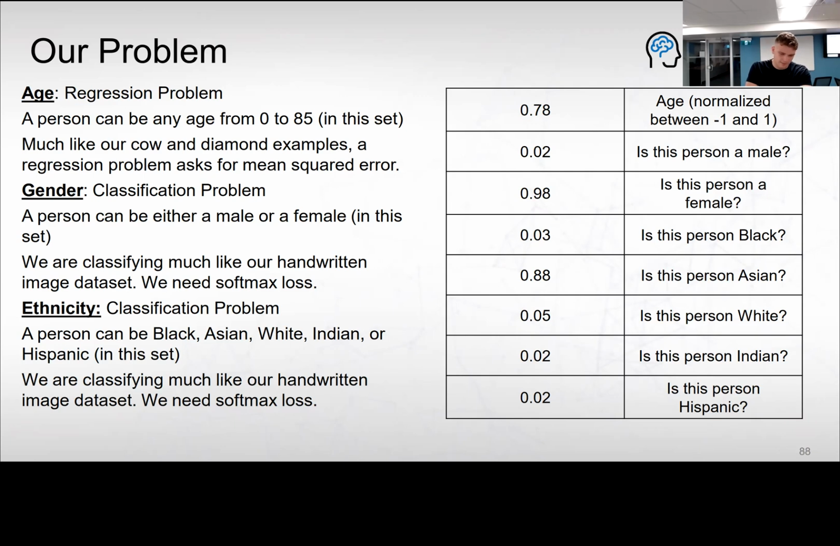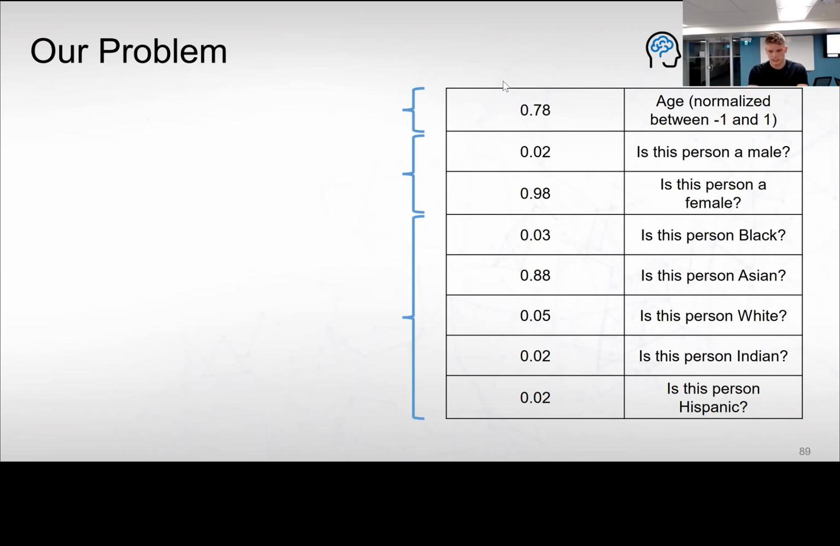We are classifying much like our handwritten image set. We need a softmax loss. So our classification problems need softmax losses. Our vector of length 8 is a bunch of different values, and these values are split into our different classifications, or also regression. So the first thing is MSE age. That is our mean squared error for age. That is the loss function we're going to be using.